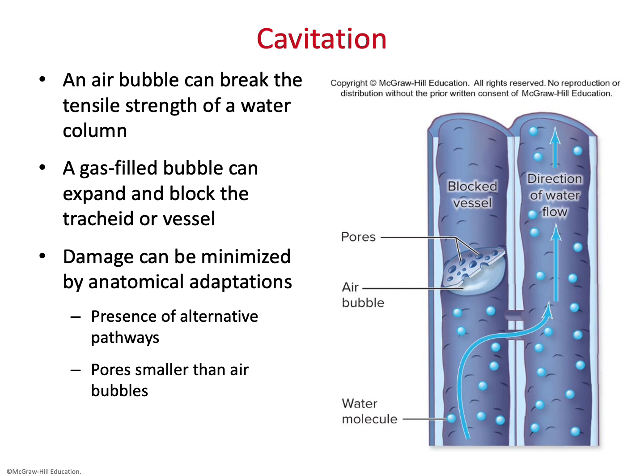So there are certain anatomical adaptations to minimize cavitation. One is the presence of alternative pathways that can create a water column to avoid these air bubbles, and individual tracheids or vessels are connected to each other via pits. These actually can prevent air bubbles from getting larger and prevent them from passing through these pits. So the damage can be minimized.